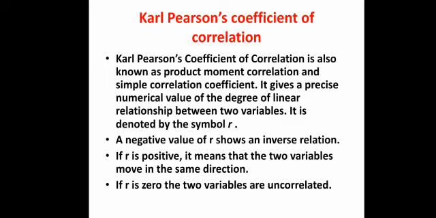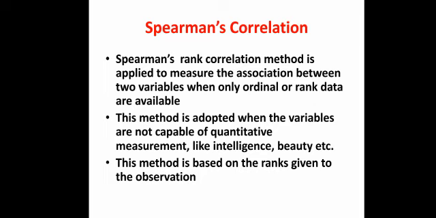Next, Spearman rank correlation. This method of finding the correlation coefficient between two variables was developed by the British psychologist Charles Edward Spearman in 1904. This method is applied to measure the association between two variables when only ordinal or rank data are available. In other words, it is applied in a situation in which quantitative measures are needed for certain qualitative factors such as judgment of TV programs, leadership, colors, etc.